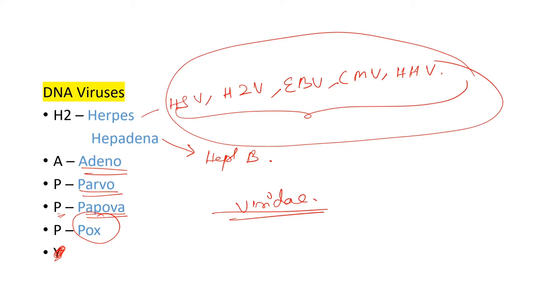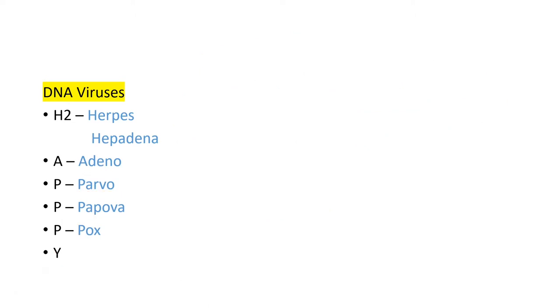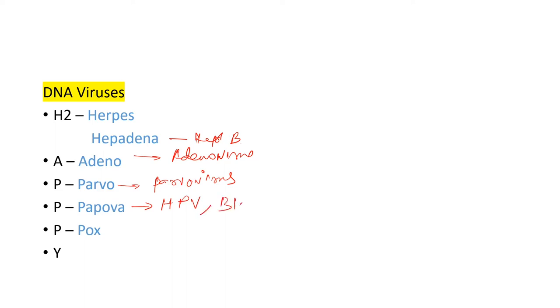So now we'll go to some of the examples of the different viruses. हमने हर्पिस का आपको बता दिया. We have told you about herpes, right? So now let's talk about parvoviridae. Parvoviridae में आता है parvovirus, ठीक है? Then adenoviridae. Adenoviridae में आता है आपका adenovirus. This I have already told, hepatitis B virus. Papovaviridae mein kya aata hai? Human papilloma virus. Then BK virus, JC virus and polyomavirus.